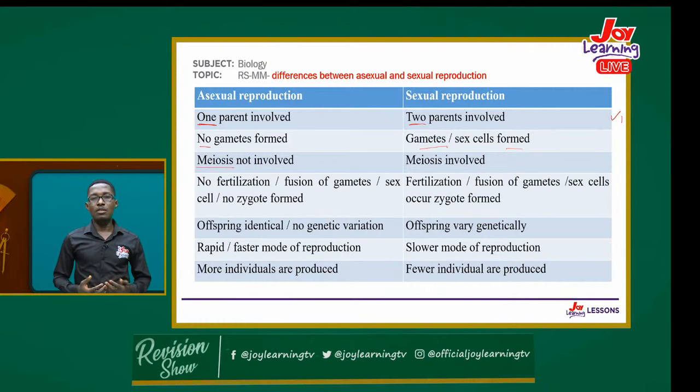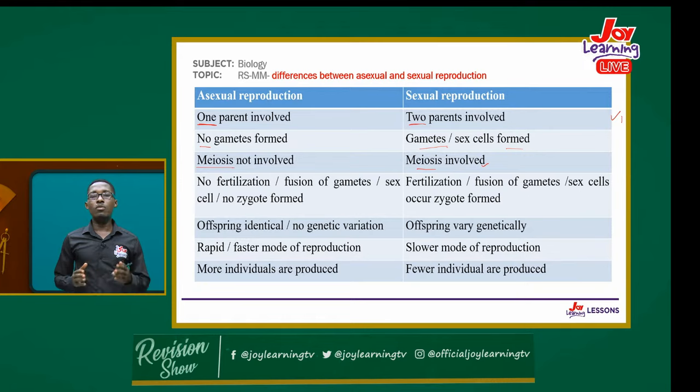For asexuals, usually they keep in diploid numbers. Whereas in sexual reproduction, each gamete needs to come as a haploid, and when they fuse, it becomes a diploid organism. That's why meiosis is involved in sexual reproduction.